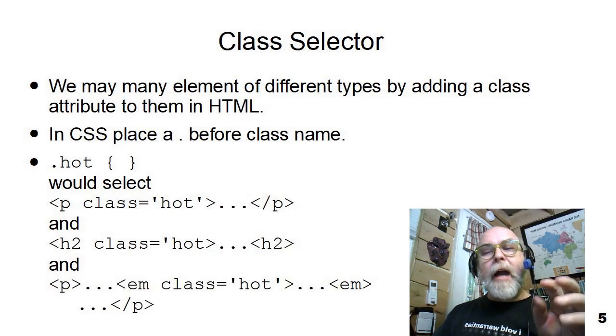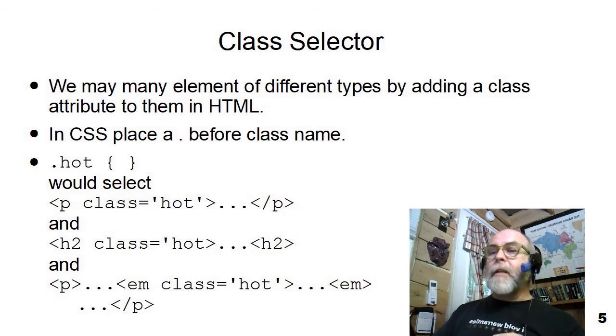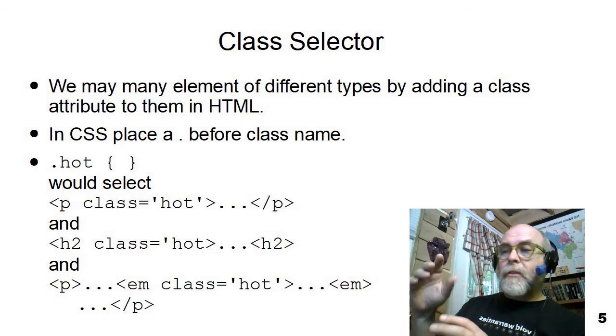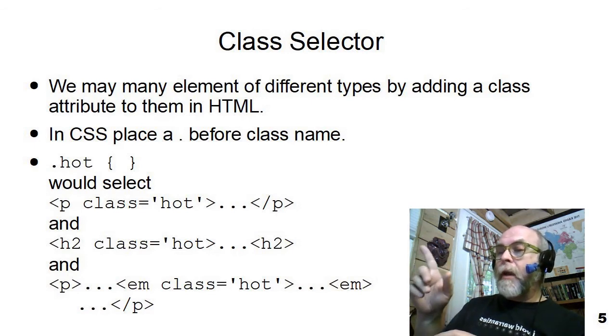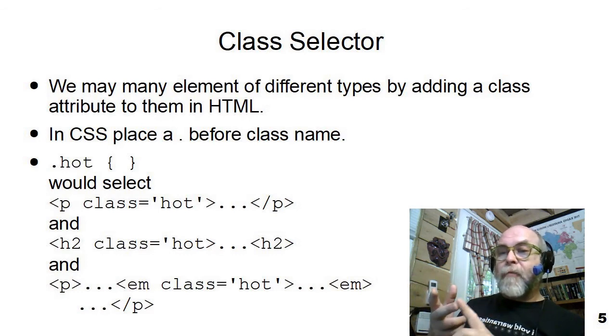In addition to putting IDs on tags in HTML, we can apply a class to a tag. And a class is an attribute that can be added to any tag. And you can kind of say, well, these tags all kind of belong together. They belong to the same class. So, for instance, here in my example, I've got a paragraph that's hot, I've got an H2 that's hot, and I've got an EM embedded in a paragraph that's hot. So this one style can be applied to multiple types of tags, both flow and phrasing tags.